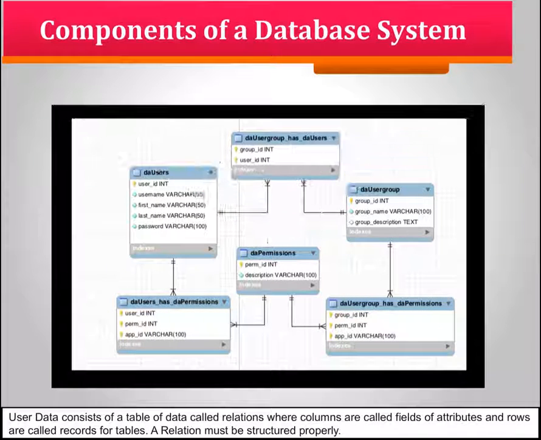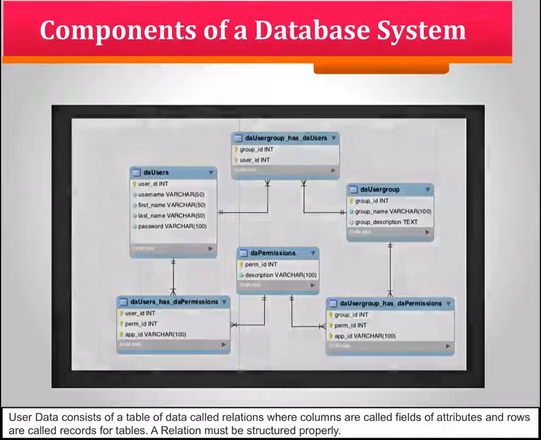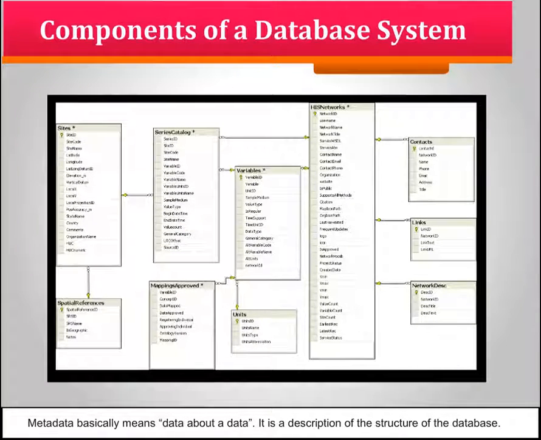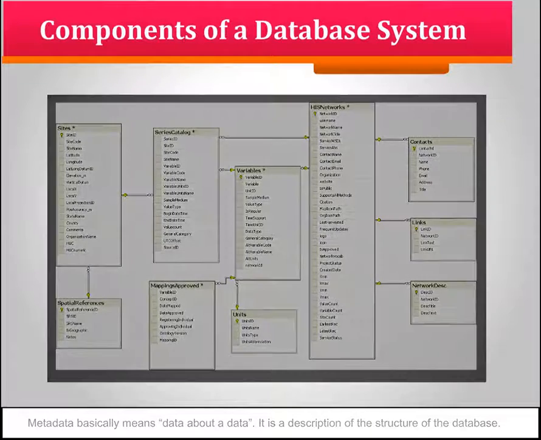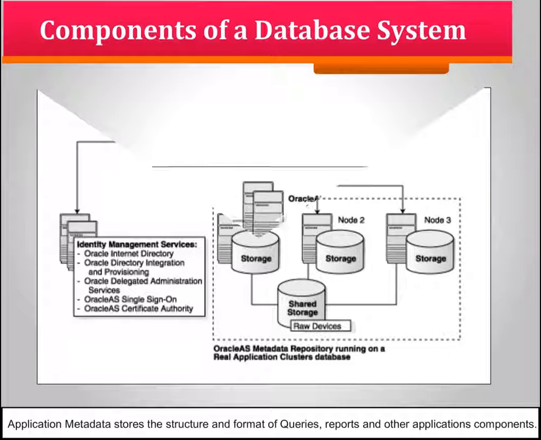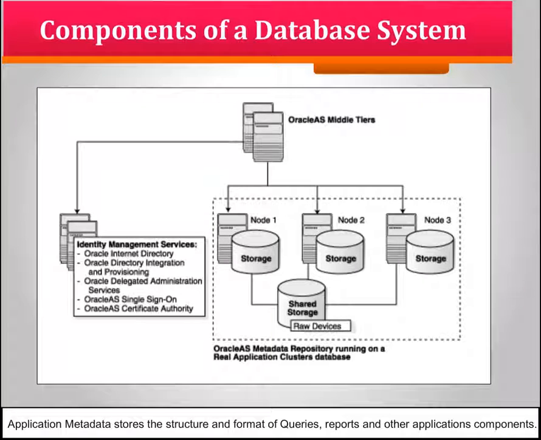User data consists of a table of data called relations, where columns are called fields or attributes and rows are called records for tables. A relation must be structured properly. Metadata basically means data about data. It is a description of the structure of the database. Application metadata stores the structure and format of queries, reports, and other application components.